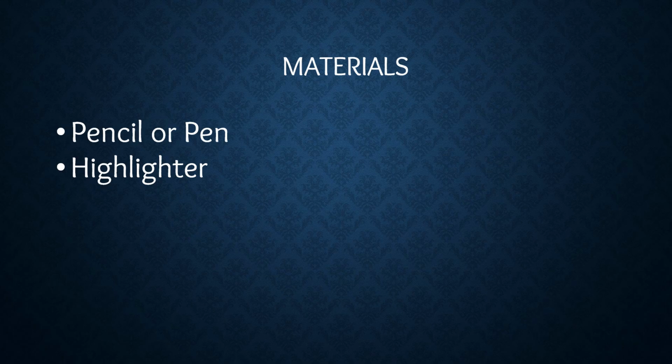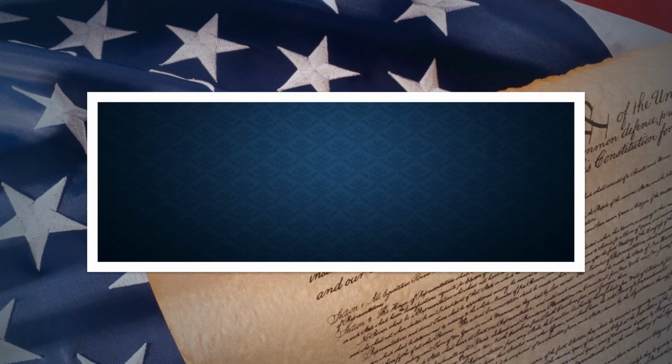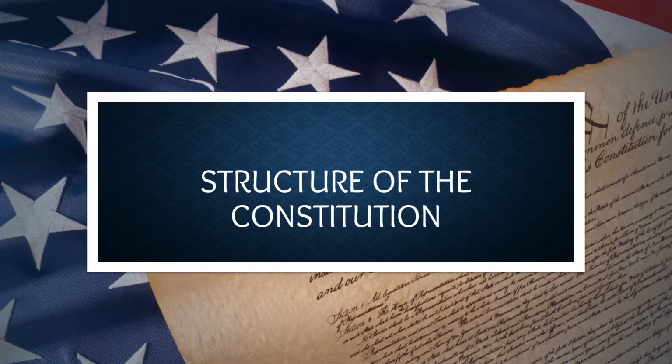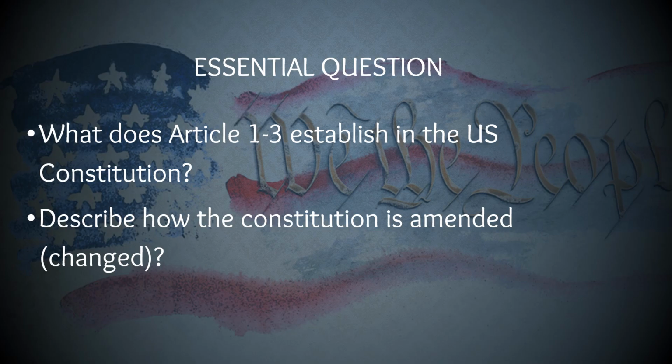Today, with the start of the new chapter, we're going to be talking about the Constitution. But specifically, guys, we're going to be talking about the structure of the Constitution. So, your two essential questions are: what do Articles 1 through 3 establish in the United States Constitution? And describe how the Constitution is amended, so changed. These two essential questions, guys, are at the top of your note paper.